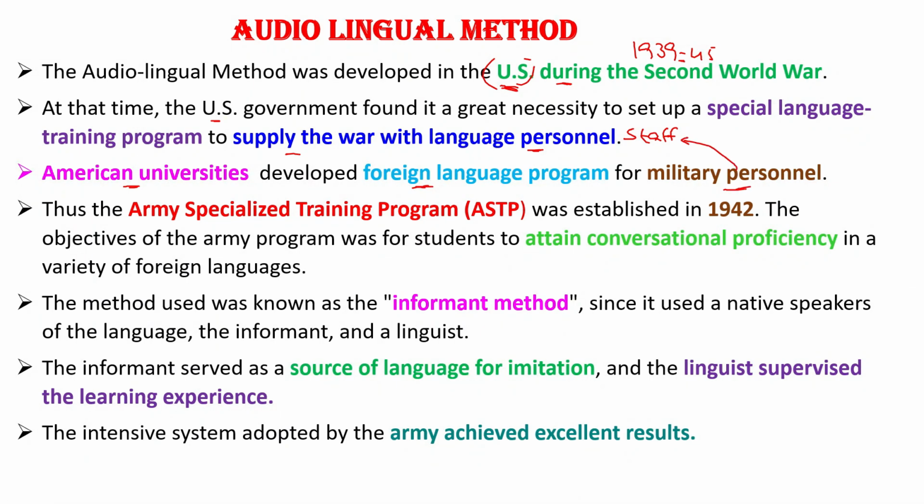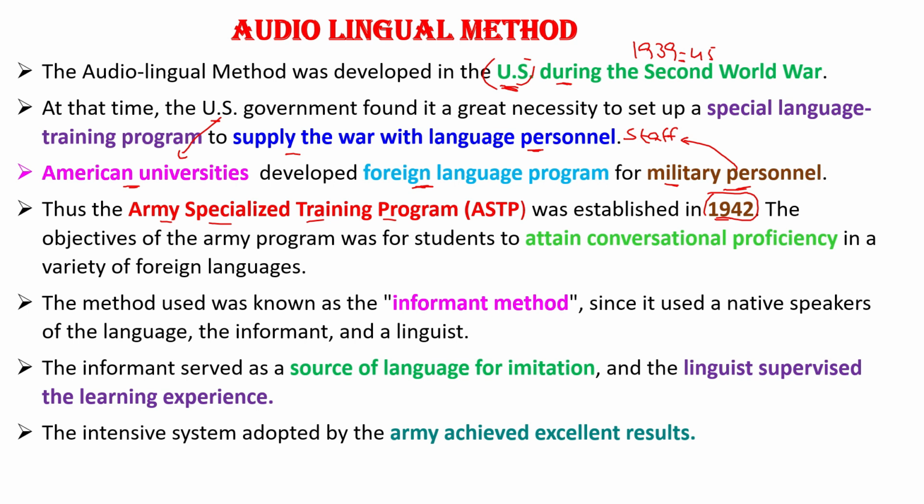Military personnel means staff. So the US government ordered whom? American universities, to develop the foreign language program only for special military personnel. That is the reason the Army Specialized Training Program was established. ASTP stands for Army Specialized Training Program, and in which year was it established? 1942. It was established in 1942.